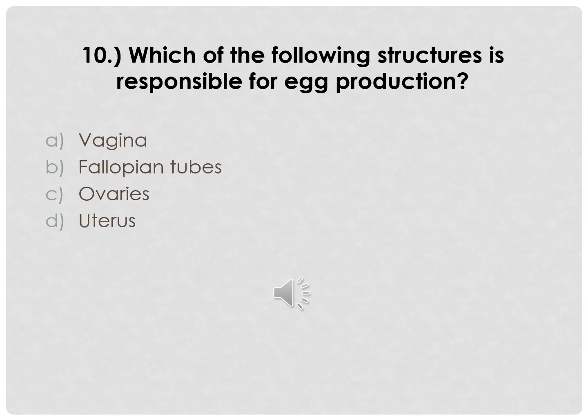Letter D, the uterus, that's where implantation occurs of a zygote, and that's where the baby develops, the fetus. So we can rule out letter D. Letter C, the ovaries, is the correct answer. Keep in mind that ova means eggs, and the ovaries are where eggs are produced in the female.